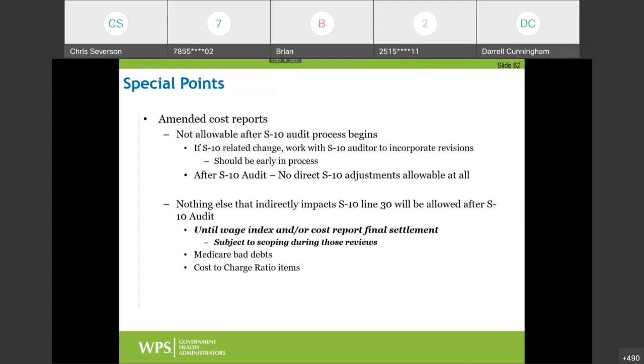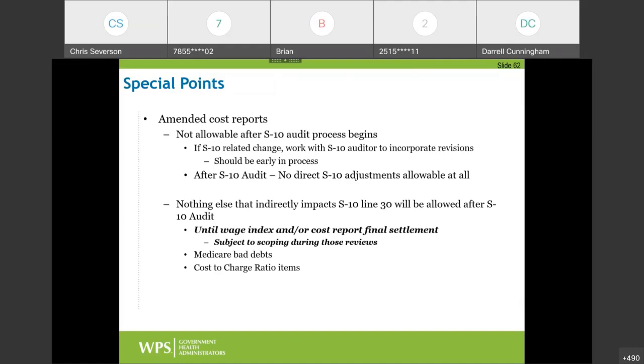Of course, those numbers may very well be changed through Wage Index. Wage Index takes a look at some A6 reclasses quite frequently. That could adjust the cost charge ratio and line 30. And of course, at final settlement, quite commonly the Medicare bad debts themselves are adjusted, but there might also be other adjustments made that impact line 30, and that's fine.